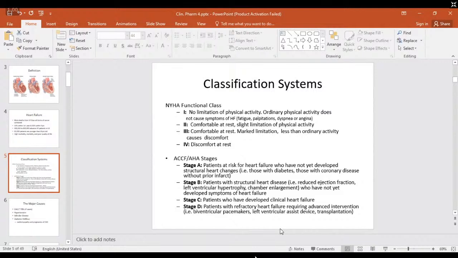And the CRTP type of CRT device is the normal CRT device that has only pacemaker function. That's why it's called CRTP. Left ventricular assist devices, or LVADs, are used in stage D, and also they are candidates for cardiac transplantation.